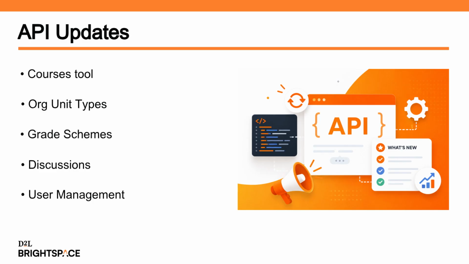Here's a quick rundown of what's new in the APIs this month. This release adds new Courses tool API routes that enable administrators to search for and update the dates and active status of courses in bulk. A new read-only scope for the org unit types API allows administrators to retrieve all known and visible org unit types without requiring the broader core scope. This update provides more granular and secure access control.